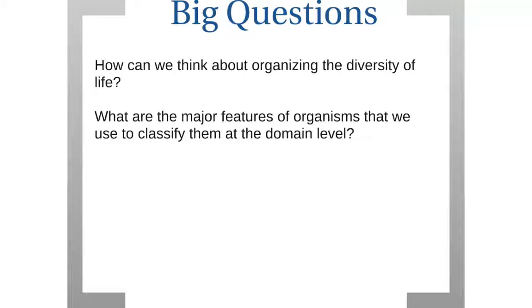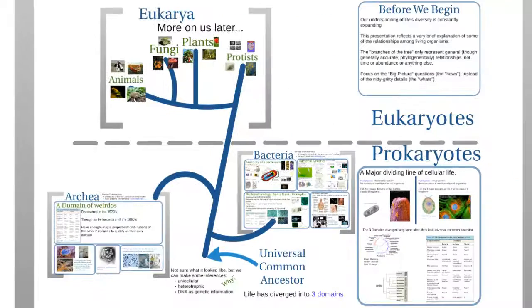But the big question that this is going to answer is how can we think about organizing the diversity of life? The life that we know now is very diverse, with different functions, different structures, etc. And then we need to look at these different organisms, these different forms of life, and find major features of organisms that we can use to classify them. What do they share in common? These structures and features and behaviors that are shared oftentimes suggest evidence for common ancestors. And so we're going to look at a couple of major ones here.